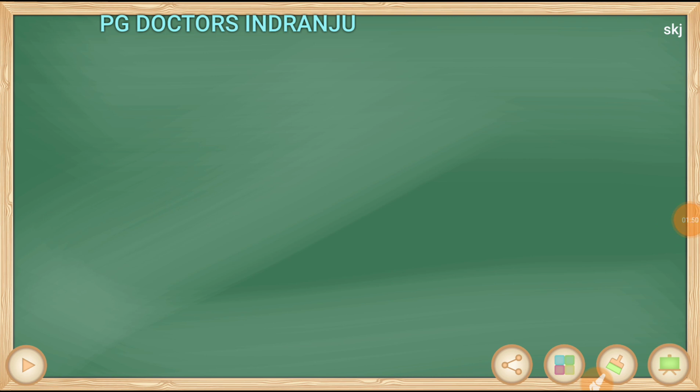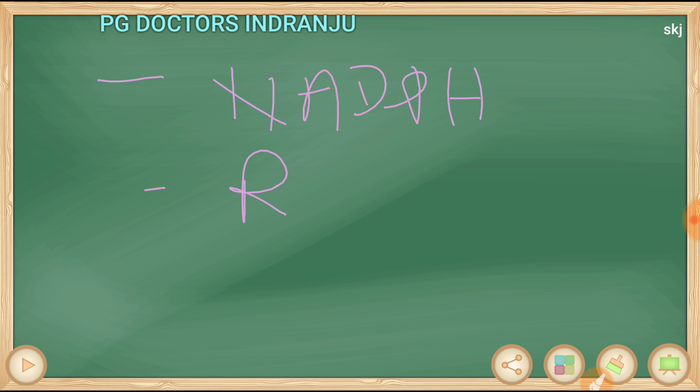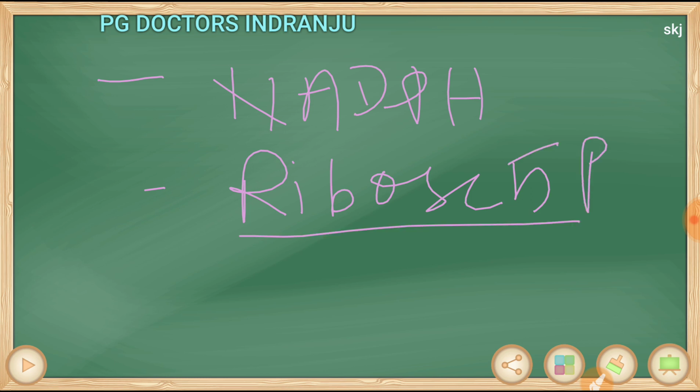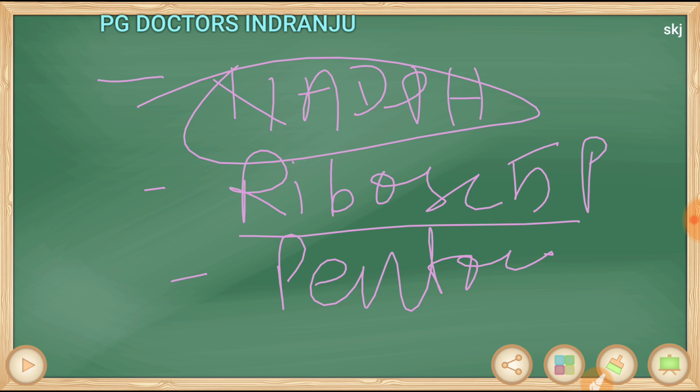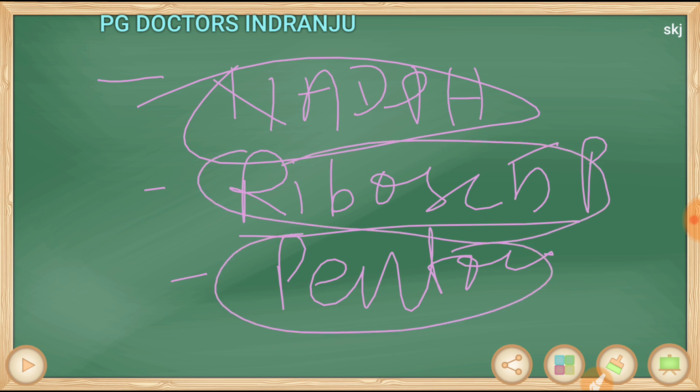It generates, first of all, NADPH and ribose 5-phosphate and pentoses. So three things it forms: NADPH, ribose 5-phosphate and pentose, and its main role is in the RBC.